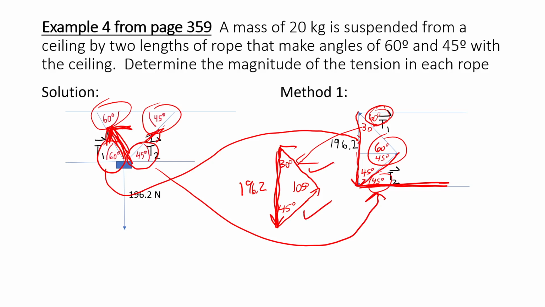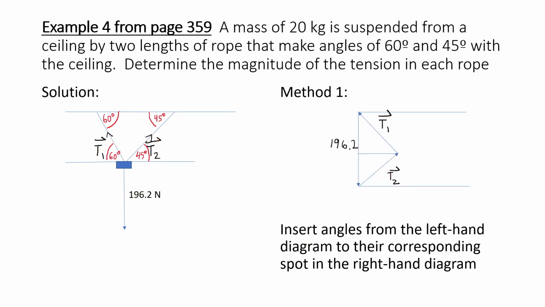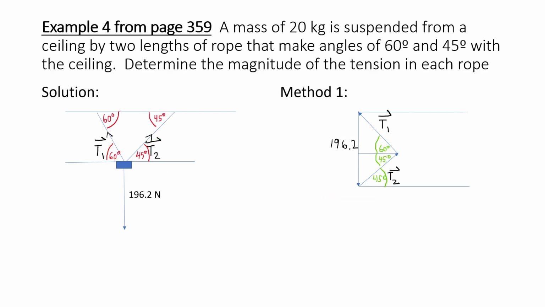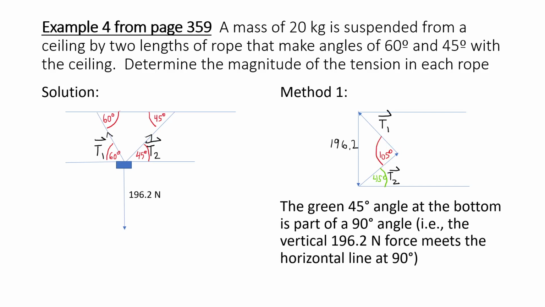So let's do it a little more neatly. We're going to insert angles. I'm now repeating everything in a little neater fashion from the left-hand diagram to the corresponding spot in the right-hand diagram. That 60-degree angle goes there. That 45-degree angle goes there. That 45-degree angle goes there. And when you do all that, we add the 60 and the 45. That becomes 105. Just to show you again, we're adding that 60 and 45 right there. It becomes 105. Now the green 45 is part of a 90-degree angle.